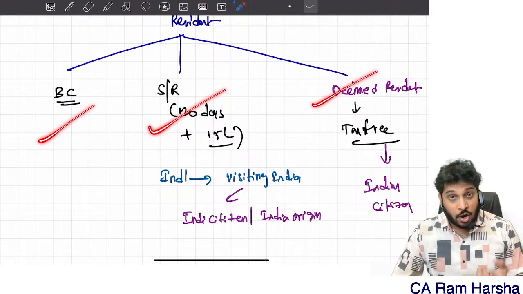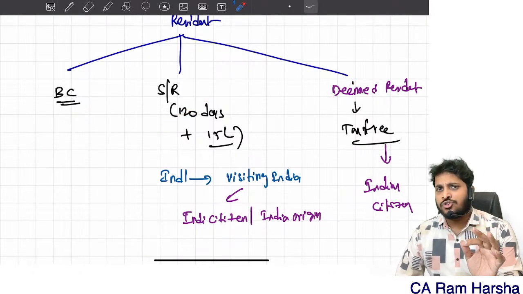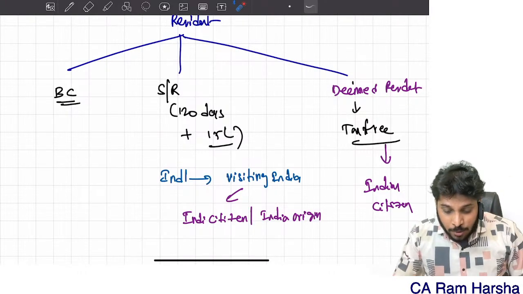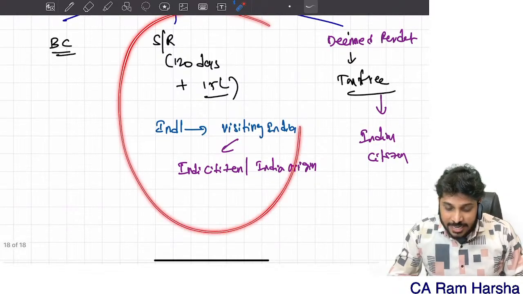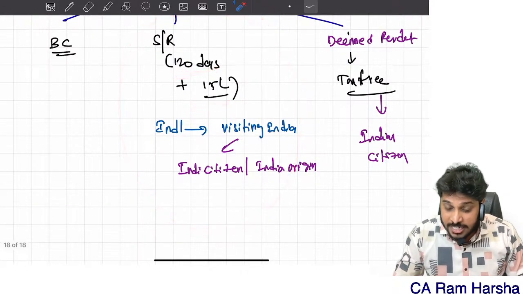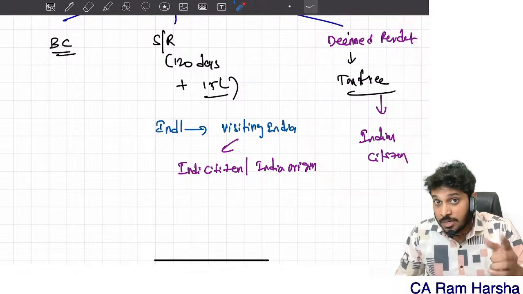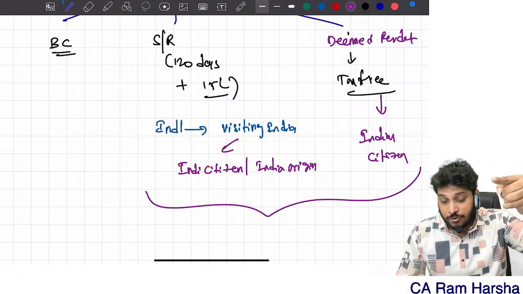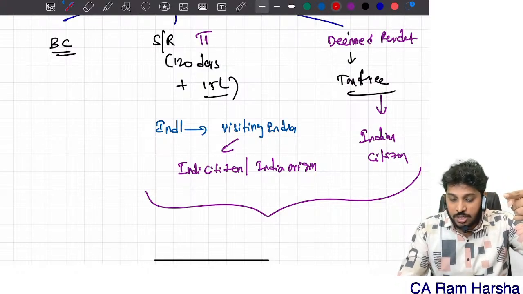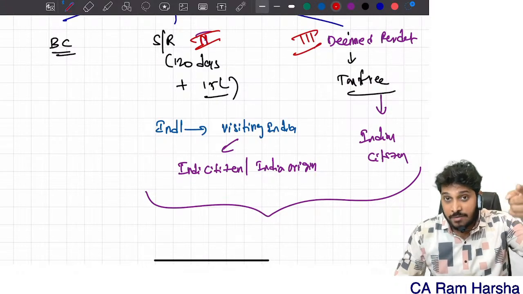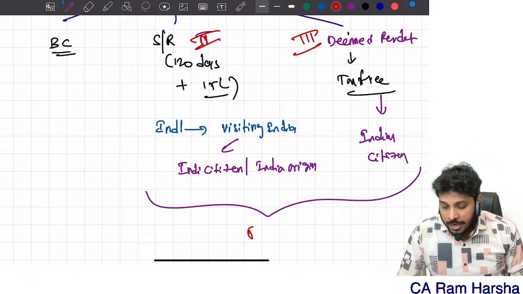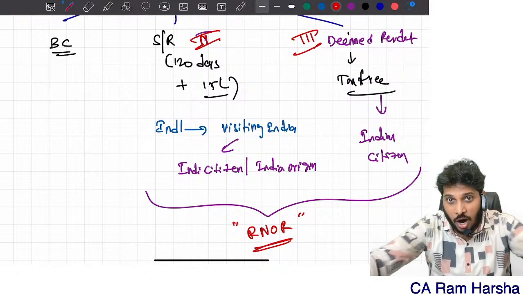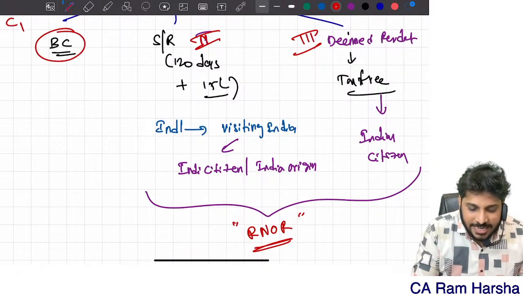Once he comes under any of these 3 categories, we should go and check additional conditions. Now here one crux is there. Suppose an individual is a resident as per the second category, the 15 lakhs logic, 120 days logic, or as per deemed resident. In these 2 cases, if an individual falls under category 2 or category 3, he is always RNOR.